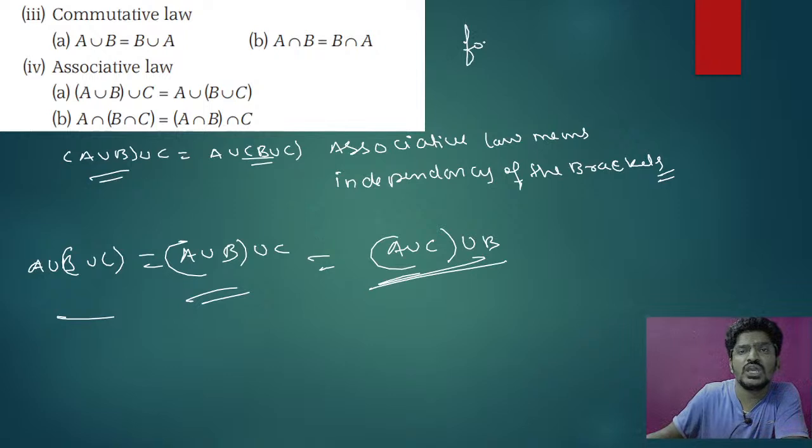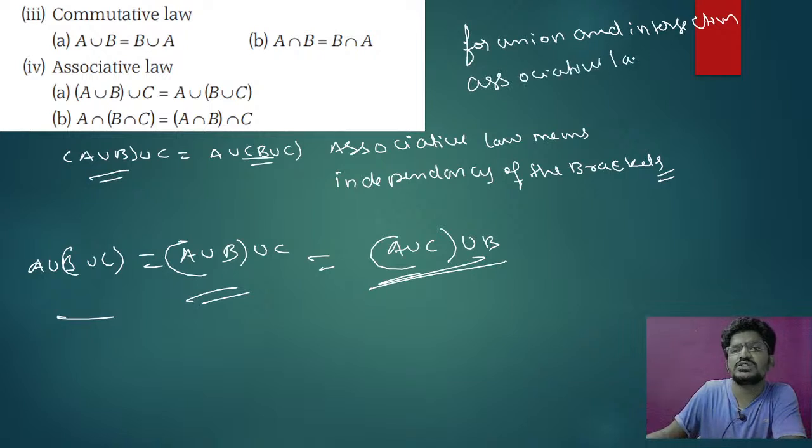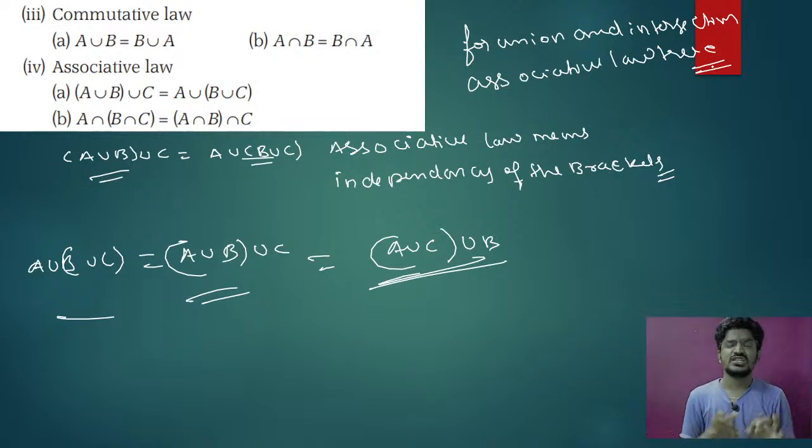So for union and intersection, associative law is true. You have to remember like this. For union and intersection, the associative law is true. Commutative law is again true for union and intersection. Please remember, associative law is true for union and intersection. Commutative law is true for union and intersection. Please remember this.